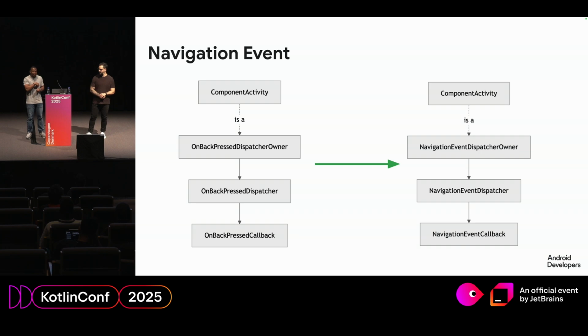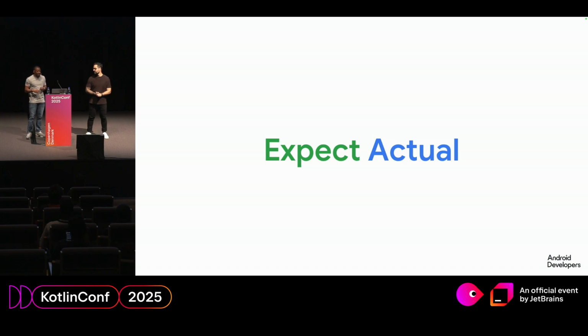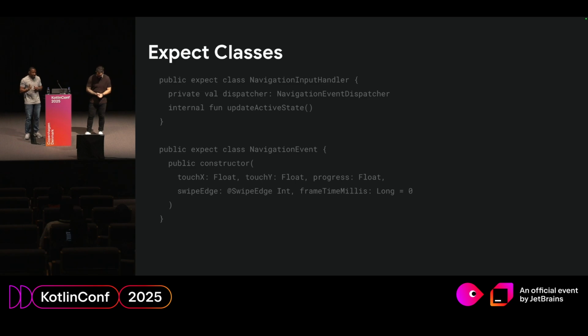How do we actually get these events to the dispatcher? Especially since they come from different platforms. And you guessed it, expect actual, the thing everybody uses for multi-platform in Kotlin. So we currently provide two expect classes from navigation event. There's a navigation input handler, and we might rename that, it's alpha 1, which defines your platform-specific inputs. It has a reference to the dispatcher that it is going to provide input to, and then it provides a single internal update active state function to determine when this input should be active.